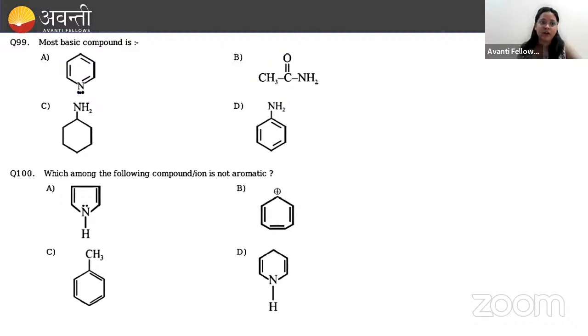So here the lone pair of electrons is present on nitrogen, here also lone pair of electrons are present on nitrogen, here also and here also, but these are involved in the conjugation. This is also involved in the conjugation, this is also involved in the conjugation, but here this is not involved in the conjugation, right? That's why this will be the most basic compound. Are you getting this? Are you understanding this?